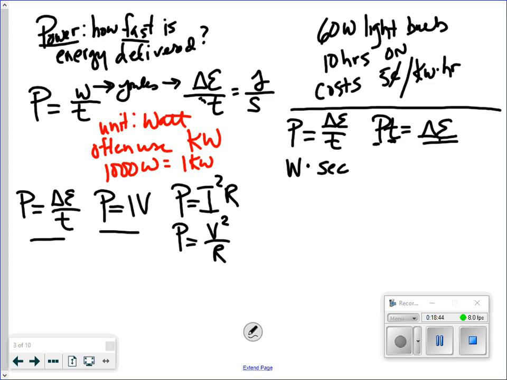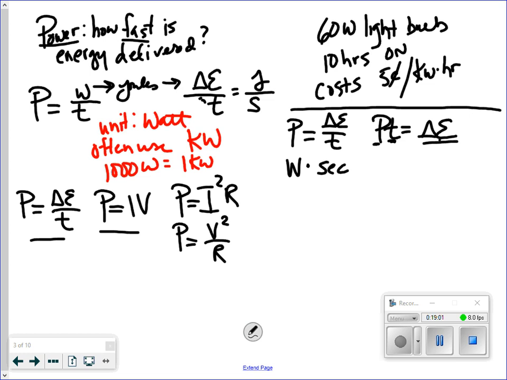They also don't want people to have a heart attack when they open their bills. Oh my God, we used 8 billion watt-seconds of energy. Oh my gosh, we've got to turn all the lights off and never turn them on again. And they probably don't want that either. So they're using much larger units, the kilowatt and the hour.